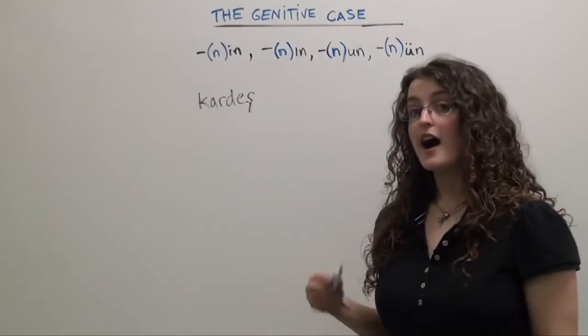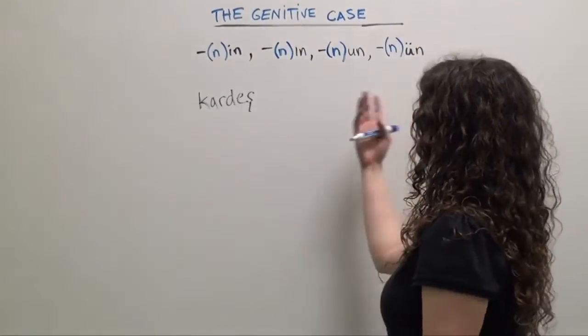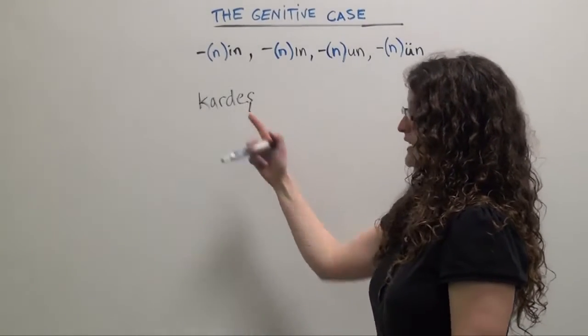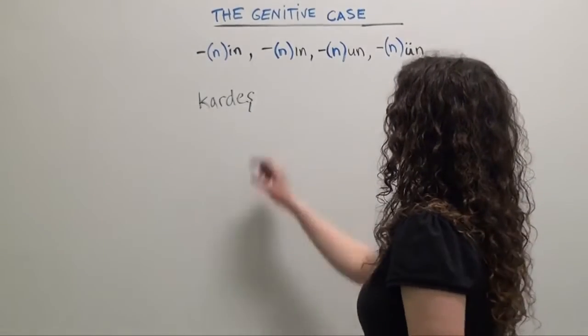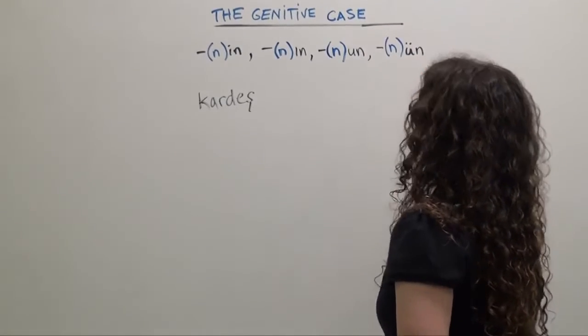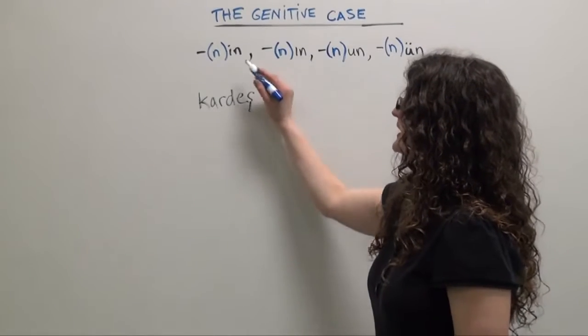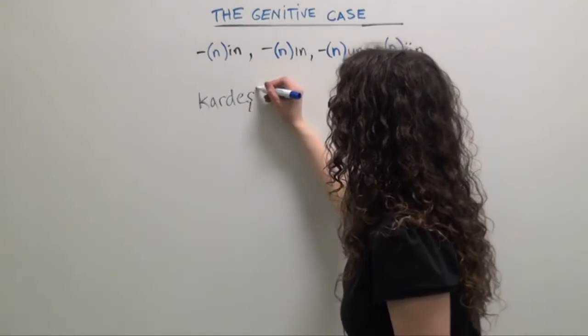Let's say you want to say of the sibling. You're going to choose the version of the genitive case ending that corresponds best with kardeş according to the rules of four-way vowel harmony. Let's look at our four choices: in, ın, un, and ün. The rules of four-way vowel harmony tell us that we are going to choose in for kardeş. So, of the sibling, kardeşin.